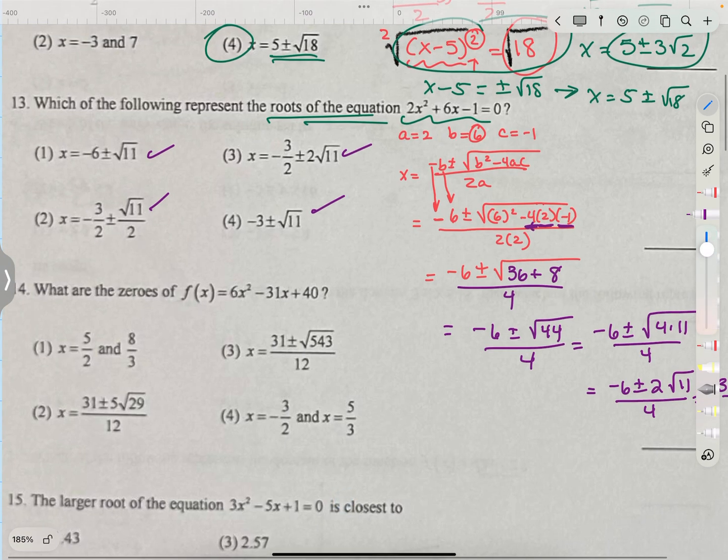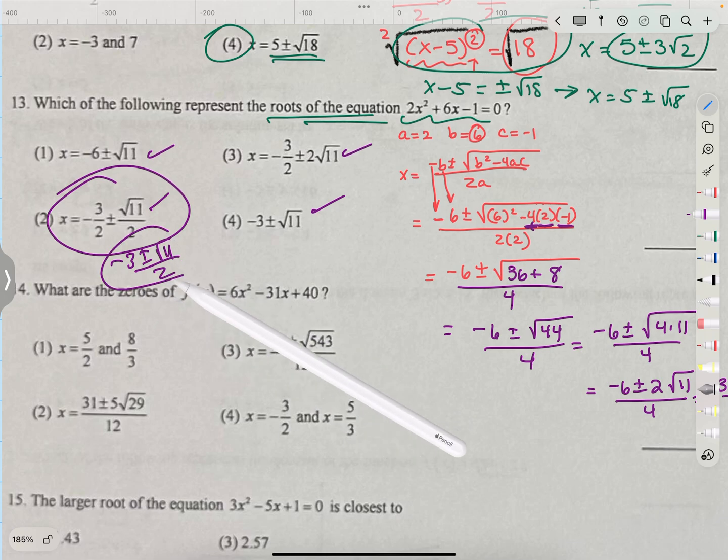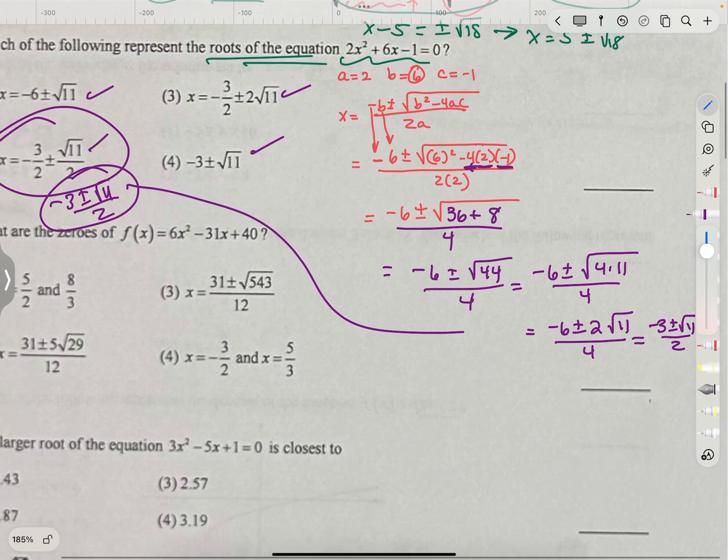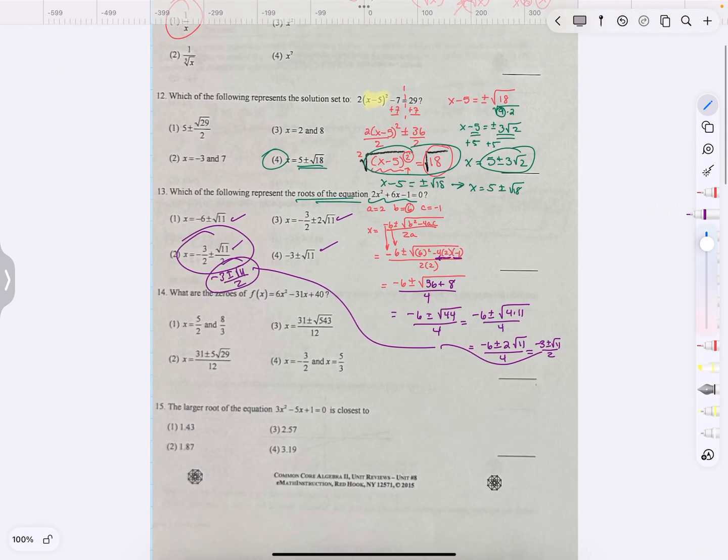Negative 3. And it looks like it's that guy. Negative 3 plus minus root 11 all over 2. Yep, that matches my answer over there.